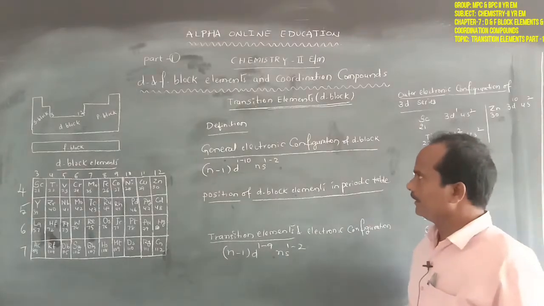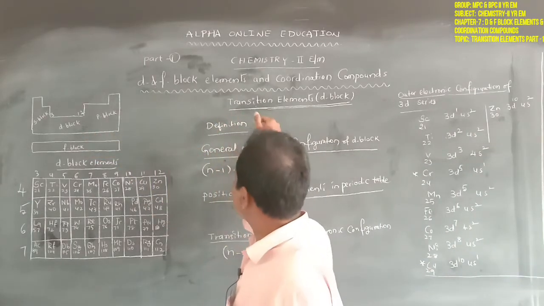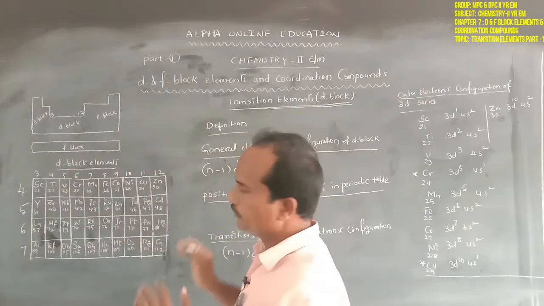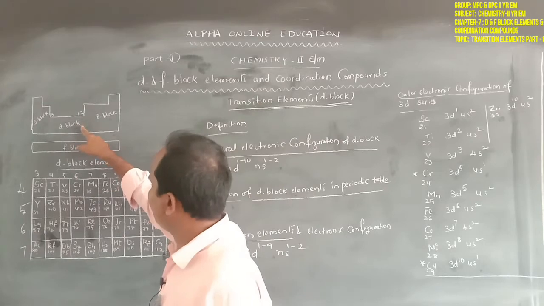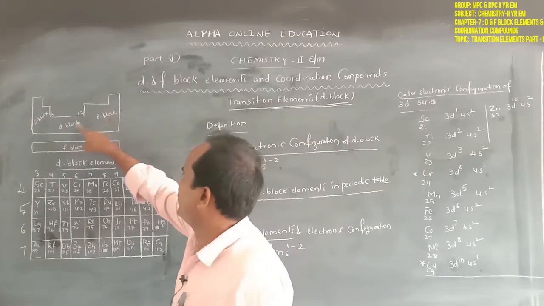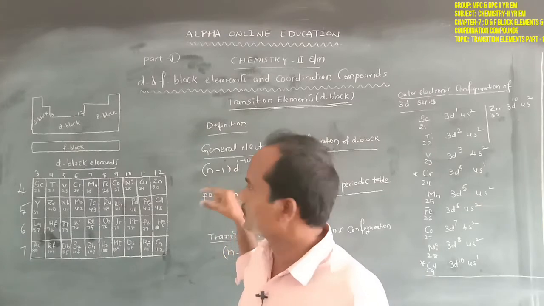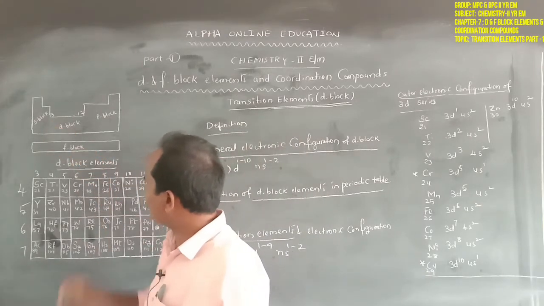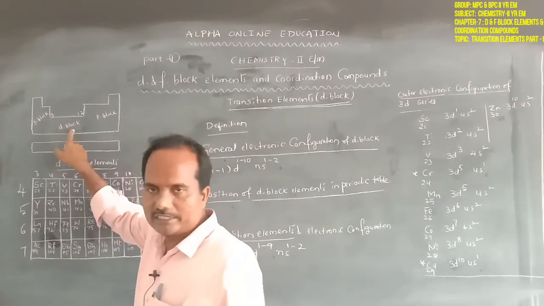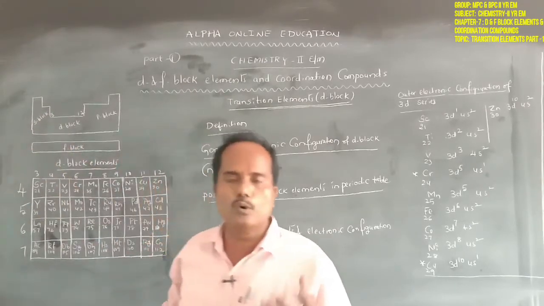Another reason for the name transition elements: why is the name given to the d block? When you observe the properties of d block elements, they are in between s block and p block. That's why the d block elements are considered transition elements. Suppose we consider the properties of s block and d block elements. Both are metals except hydrogen.